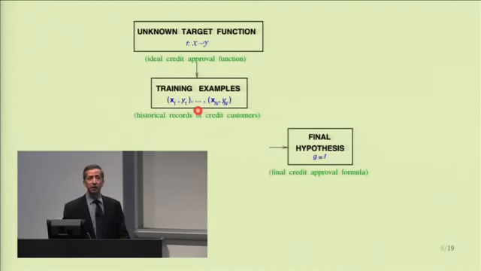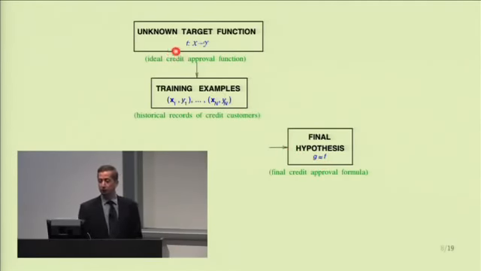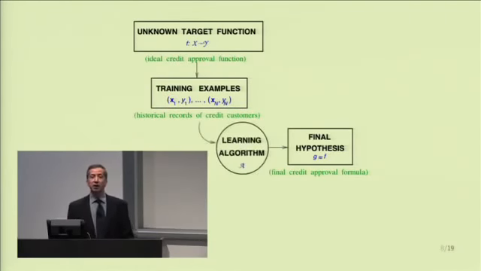This is our vehicle of understanding what the target function is. Otherwise, the target function is a mysterious quantity for us. And eventually, we would like to produce the final hypothesis. The final hypothesis is the formula the bank is going to use in order to approve or deny credit, with the hopes that G hopefully approximates that F. Okay. Now, what connects those two guys? This will be the learning algorithm.